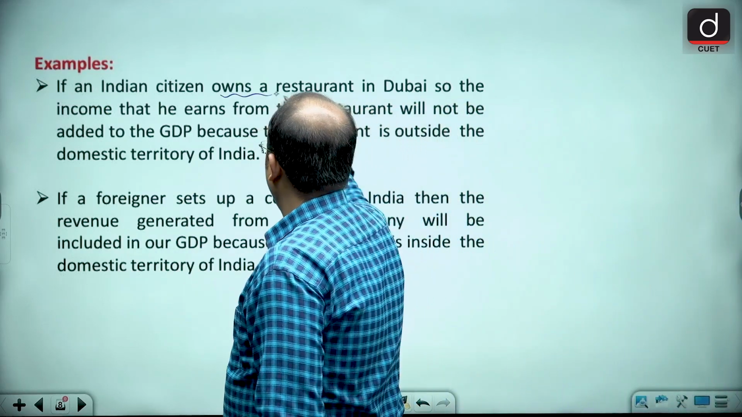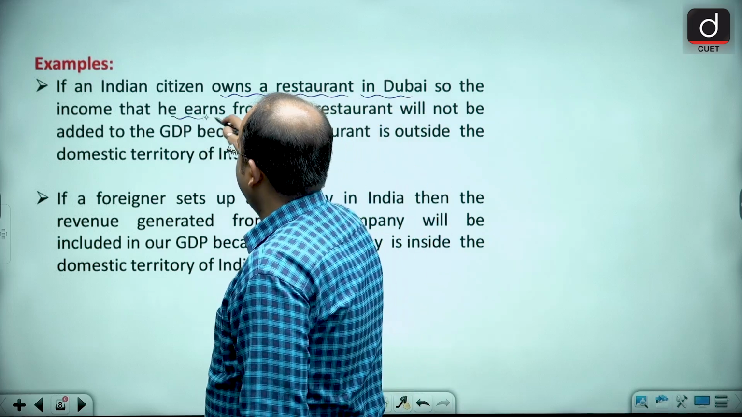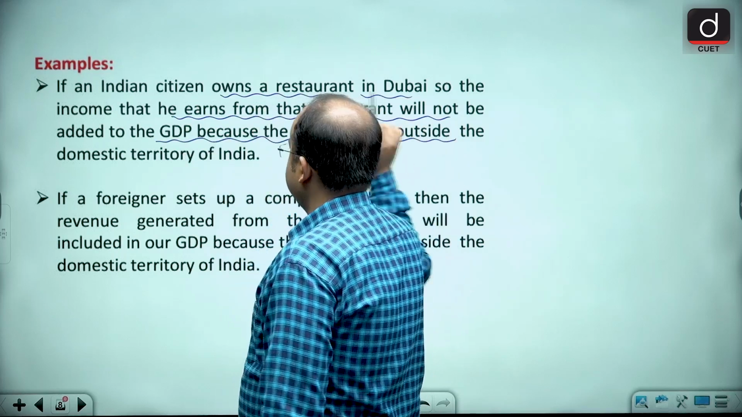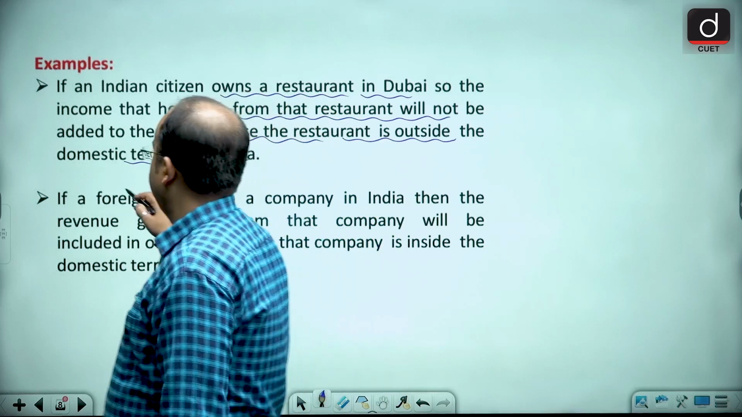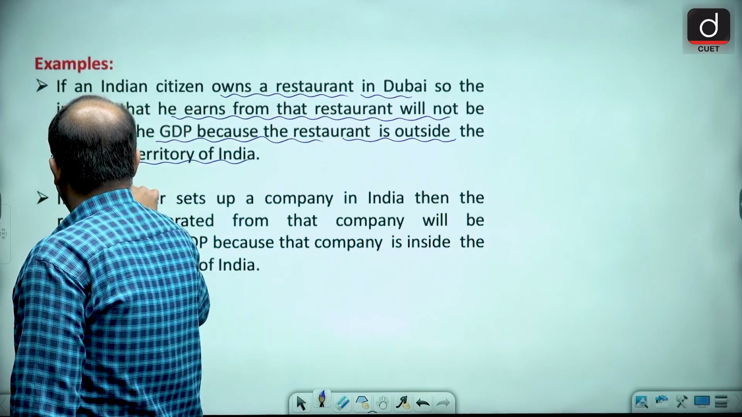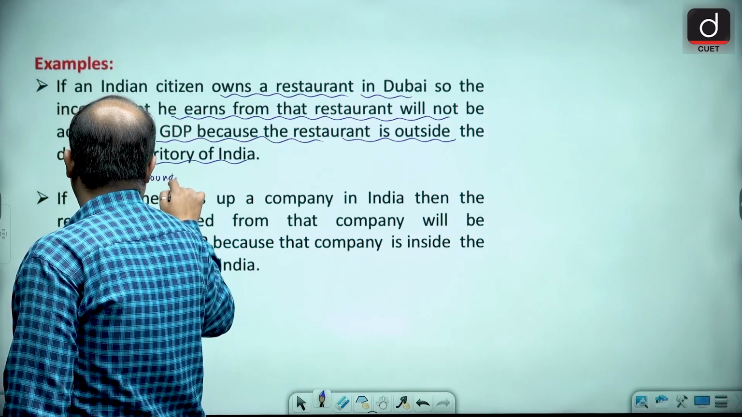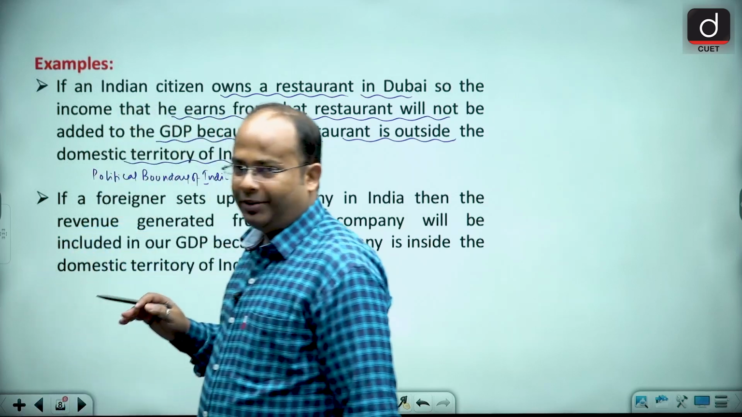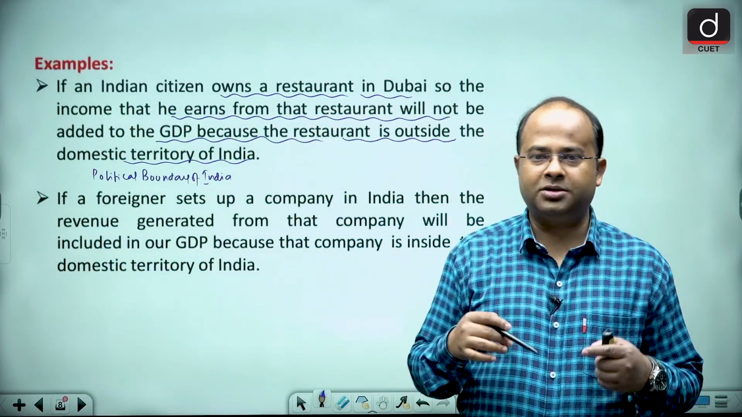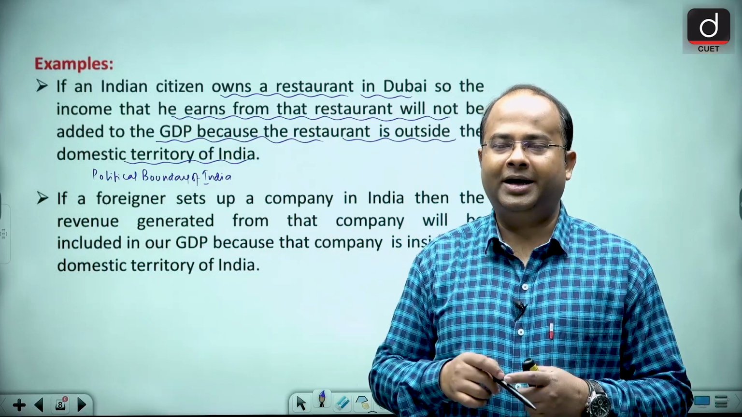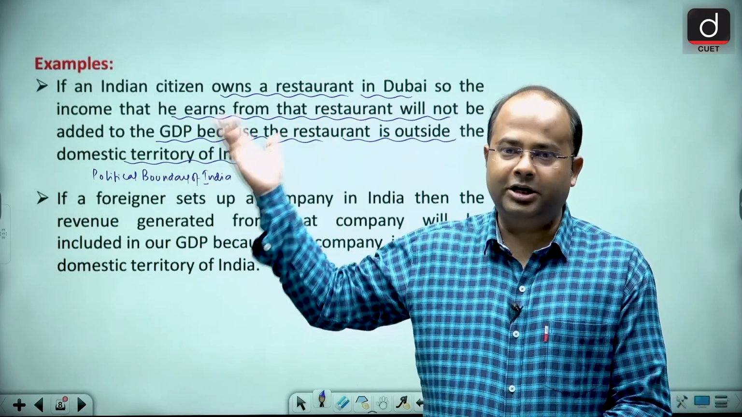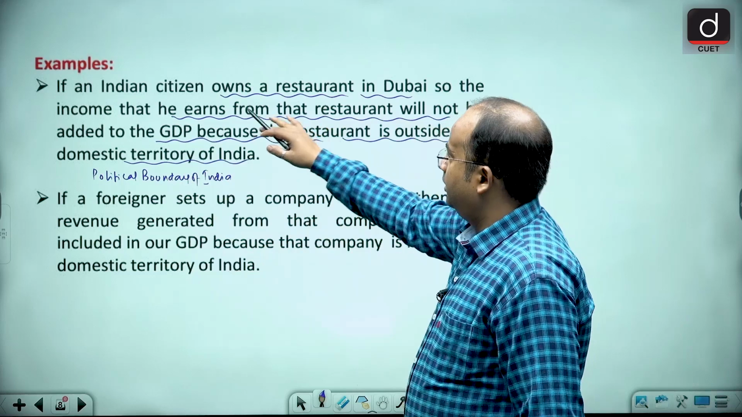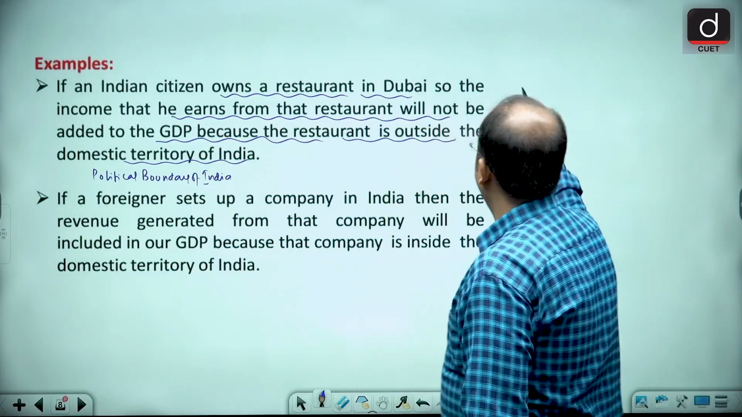If an Indian citizen owns a restaurant in Dubai, the income that he earns from that restaurant will not be added to the GDP of India, because the restaurant is outside the domestic territory, or simply you can say the political boundary of India. The income earned by an Indian person operating a restaurant in Dubai will be calculated in the GDP of Dubai, not in the GDP of India.